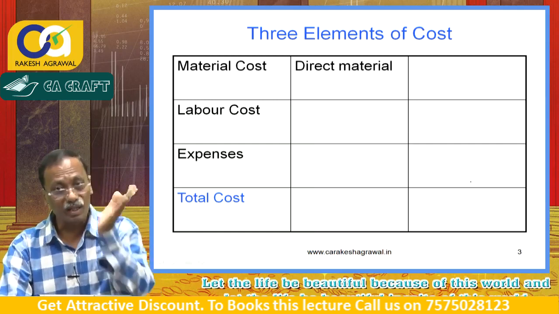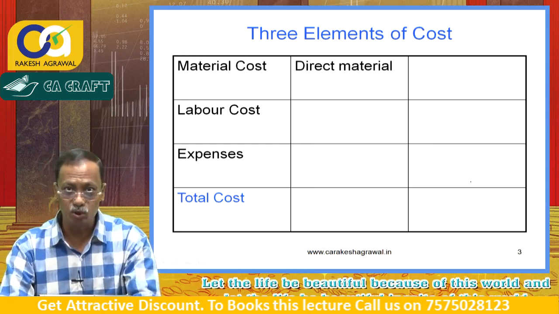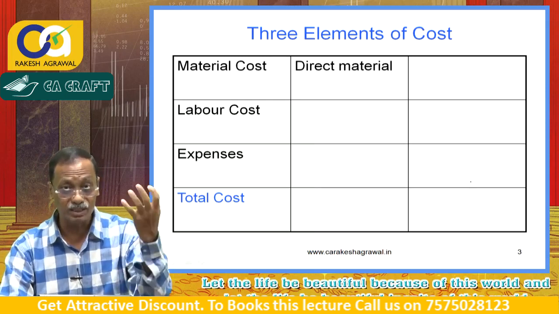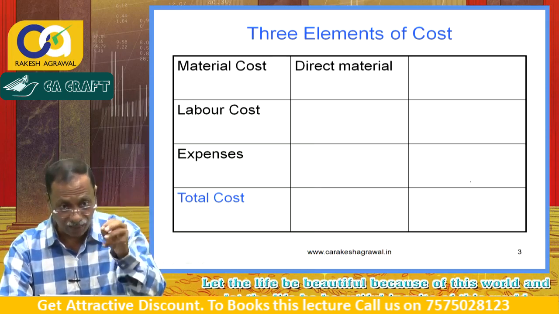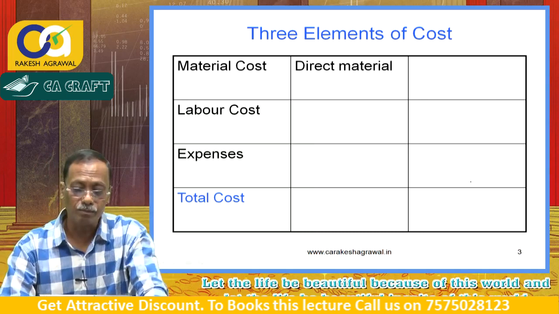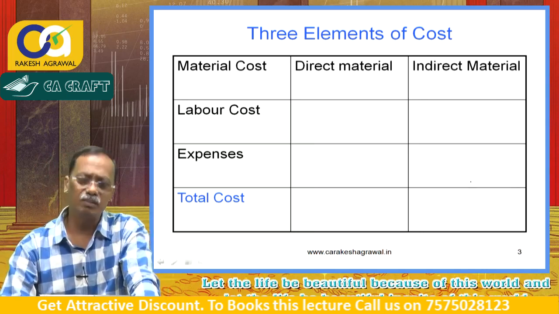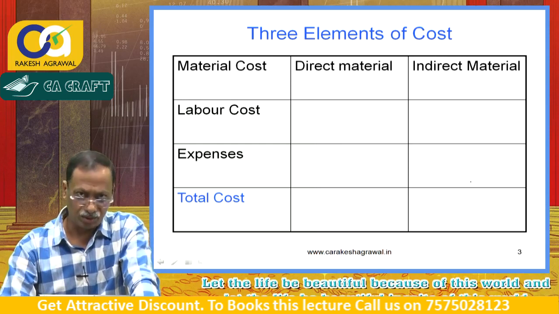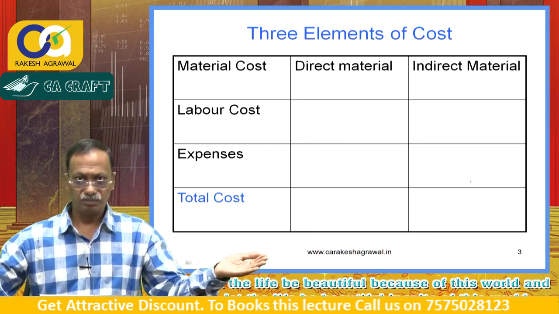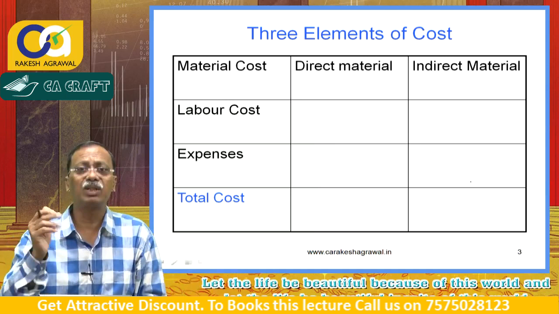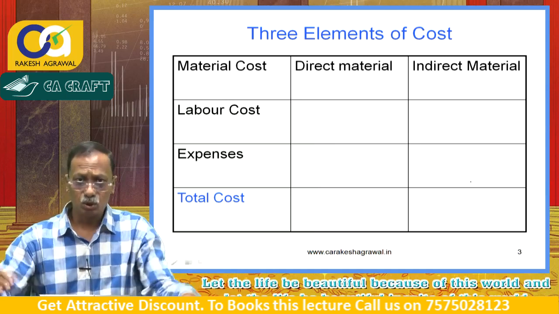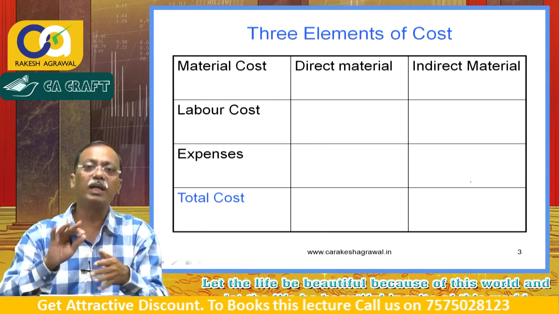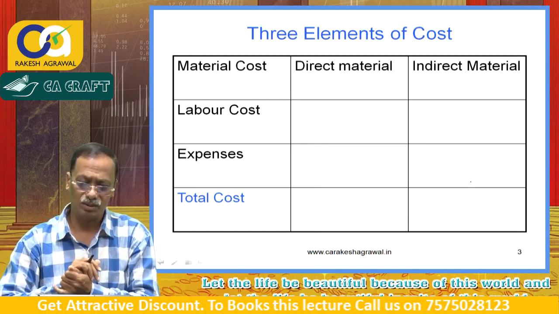The cost of other materials which are consumed in the process of manufacture, but do not form a direct part of that finished product, may be called indirect material. You may simply say indirect material is a common cost. It is incurred in common, and therefore a one-to-one relation cannot be established. So common cost is called indirect cost or overheads cost.